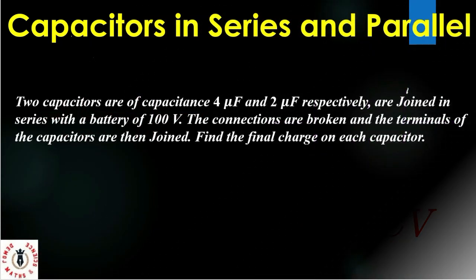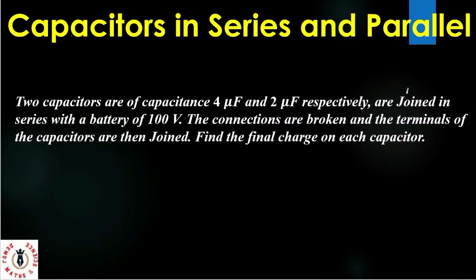I will advise you to pause this video and take a look at this question and try your hands on it. Two capacitors have capacitance 4 microfarad and 2 microfarad respectively. They are joined in series with a battery of 100 volts. The connections are broken and the terminals of the capacitors are then joined. Find the final charge on each capacitor.